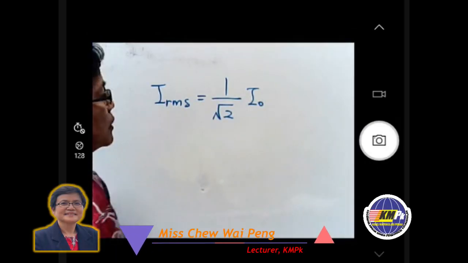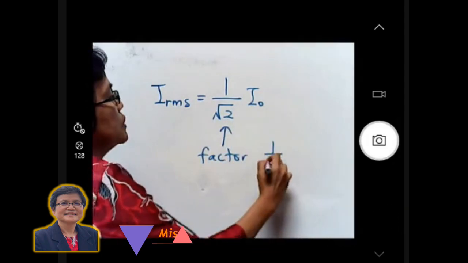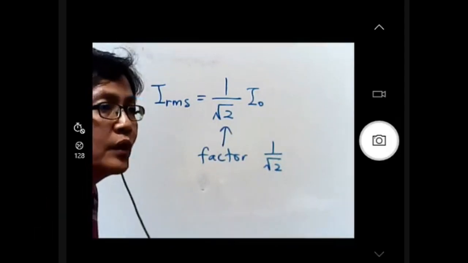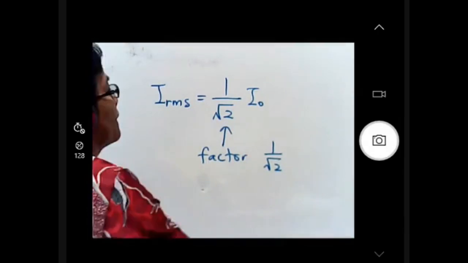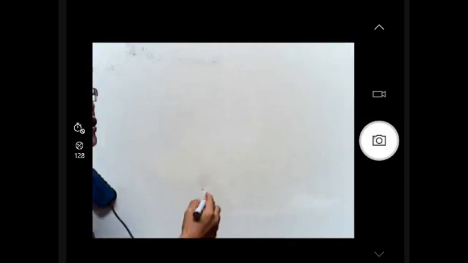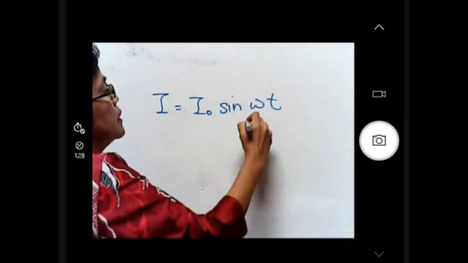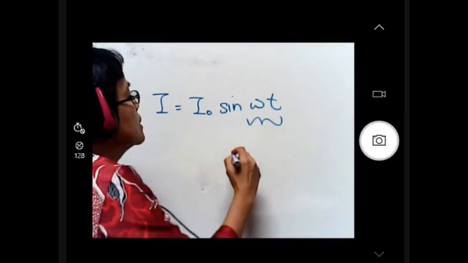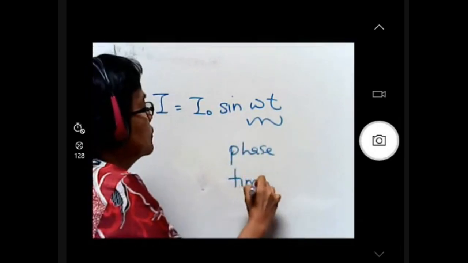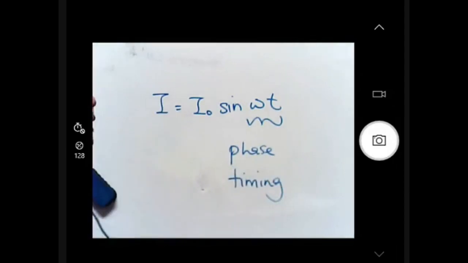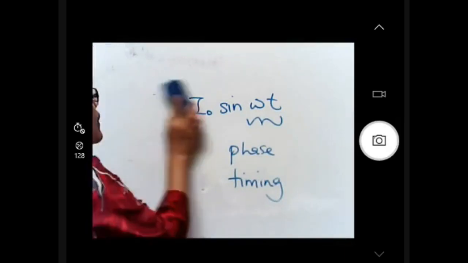Please note that this factor of 1 over root 2 is only applicable for a sinusoidal wave. Meaning in other waveforms, there will be a different value. And then, as for the equation, I equals I naught sine omega t. This omega t is known as phase. Phase means timing. So in order to study more about this alternating current, we need something called a phasor diagram.